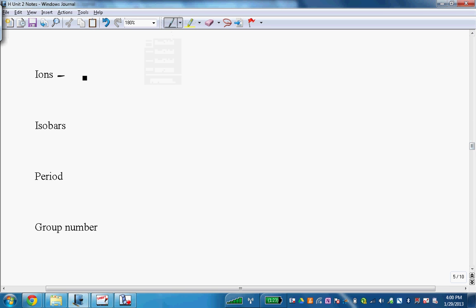We're going to skip down to ions. An ion is an atom with a charge. So if I have 6 protons and 6 electrons, that's a neutral atom. It does not have a charge. But if my protons and electrons differ, if I have more protons, I'll have a positive ion. If I have more electrons, I'll have a negative ion.